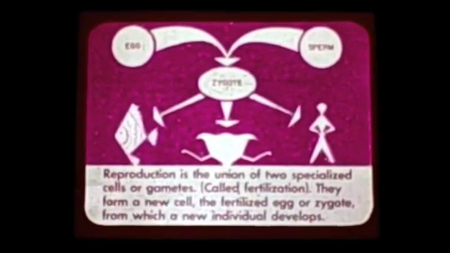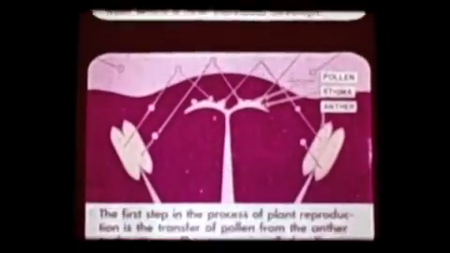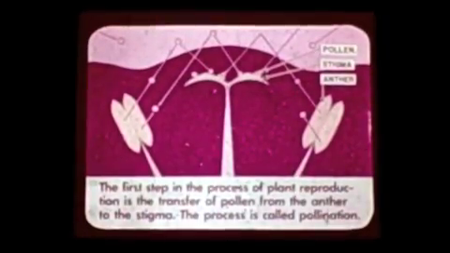Reproduction is the union of two specialized cells or gametes. They form a new cell, the fertilized egg or zygote, from which a new individual develops. The first step in the process of plant reproduction is the transfer of pollen from the anther to the stigma. The process is called pollination.